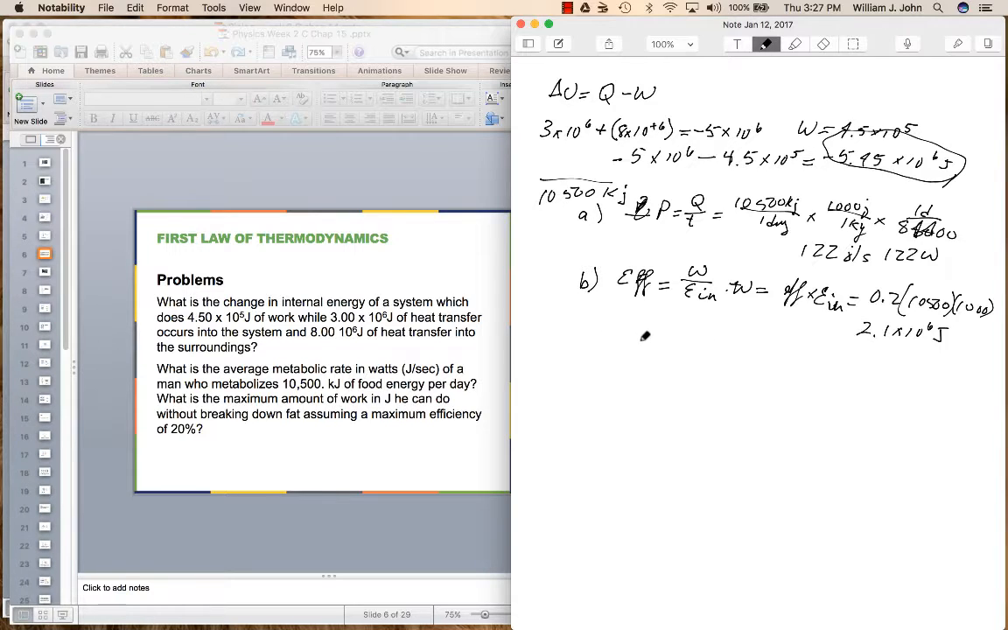The last part says, I'm sorry, that is the last part. My bad. And so those are the problems related to what we were just doing.